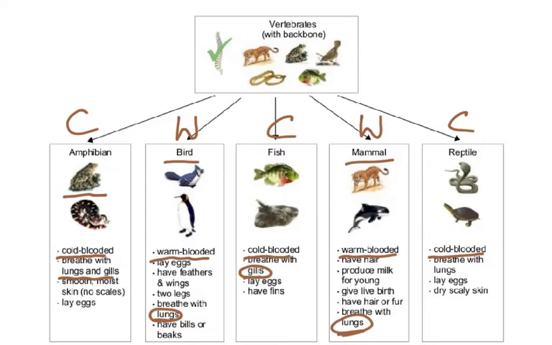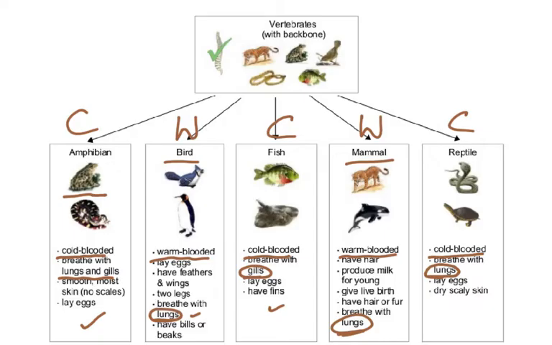Reptiles also have lungs. They do not have gills. So lungs and gills is only in amphibians. Birds only have lungs. Then fish have gills. They don't have any lungs. Mammals have lungs and reptiles have lungs.